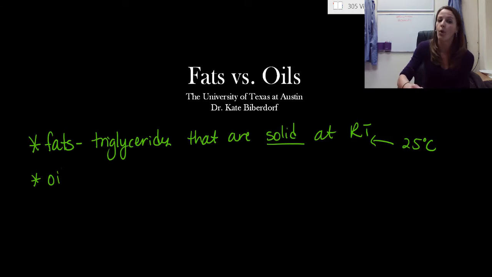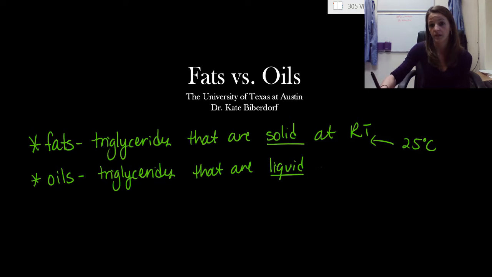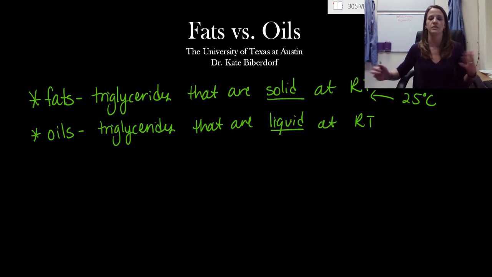Now, a difference would be oils. If we're going to compare something from fats, it's going to be oils. Oils are going to be your triglycerides that are liquid at room temperature. Liquid at room temperature. Again, at 25 degrees Celsius, they are liquid. Now, that is the physical property. That is not a real chemical definition of what the difference is between the two.